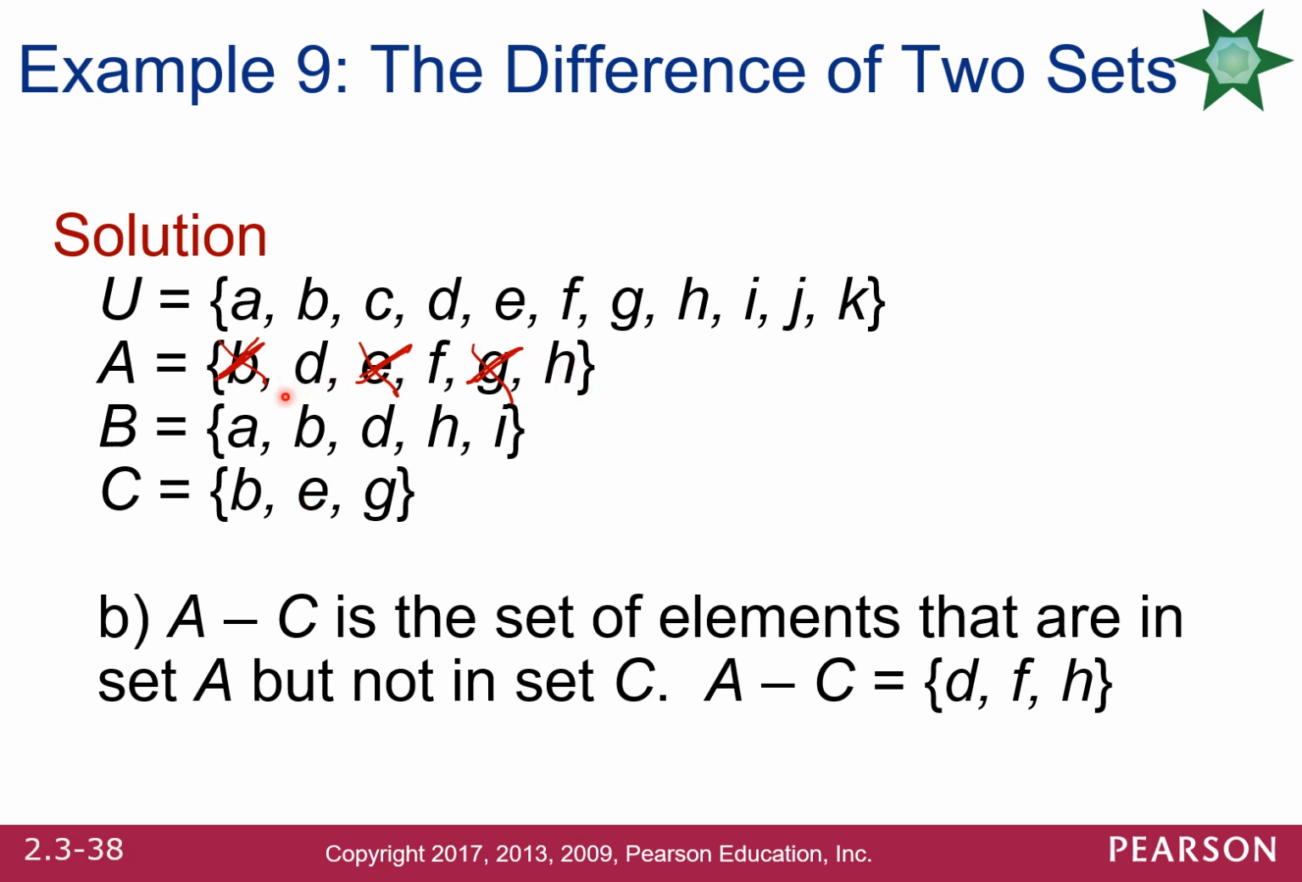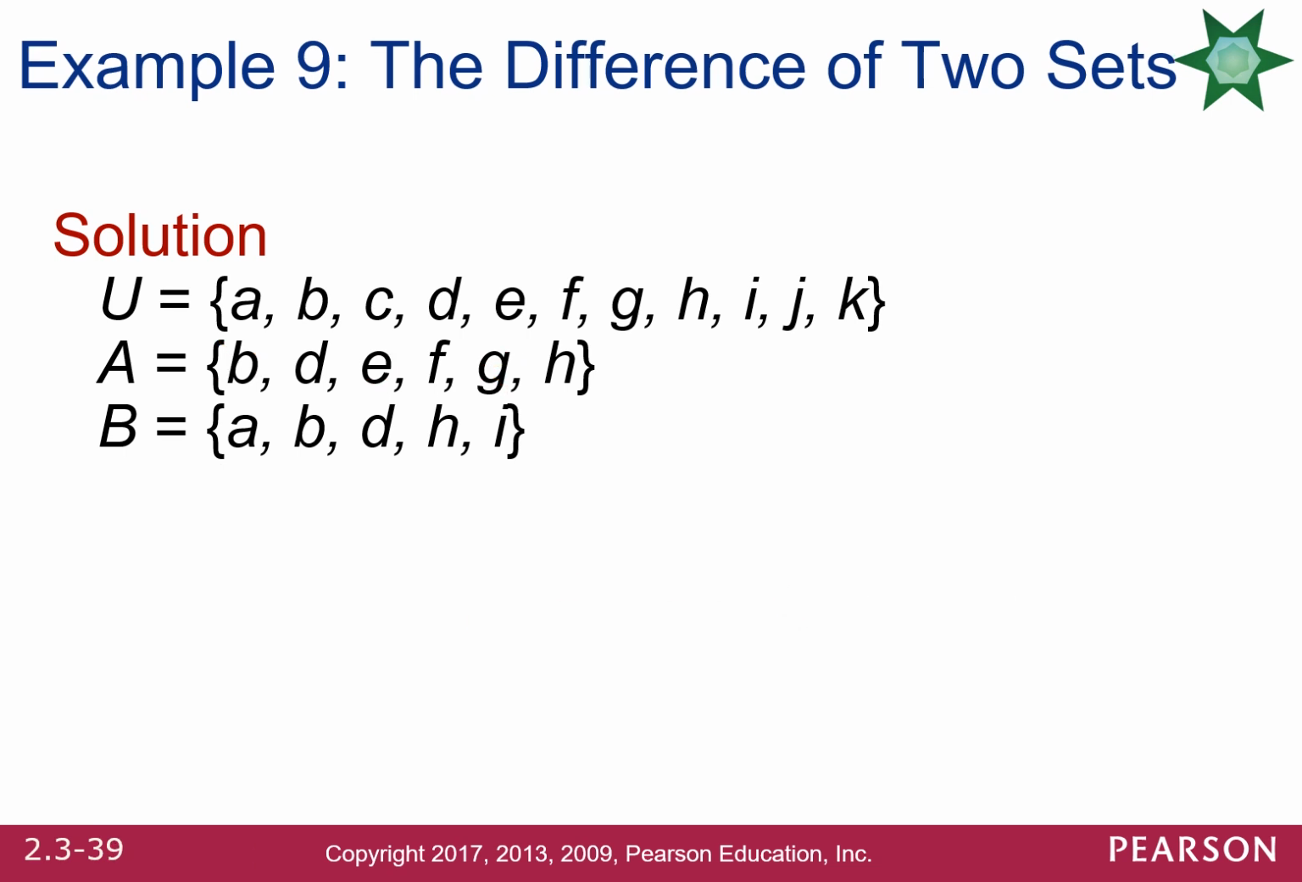Now we have to pick up the remaining elements in set A and put them together in a set. So D, F, H would be the elements in the set A minus C. A minus C is the set of elements that are in set A but not in set C. So A minus C is DFH, and that is the answer we got when we worked this out.